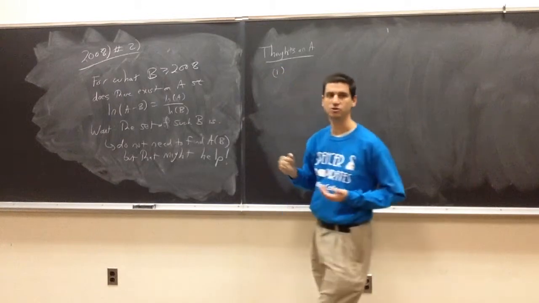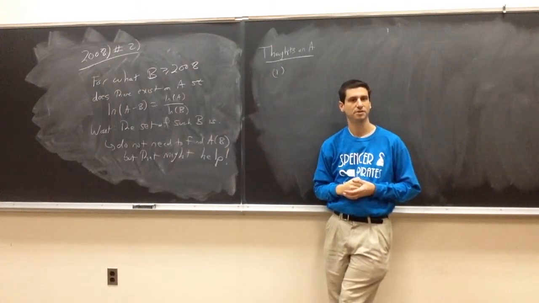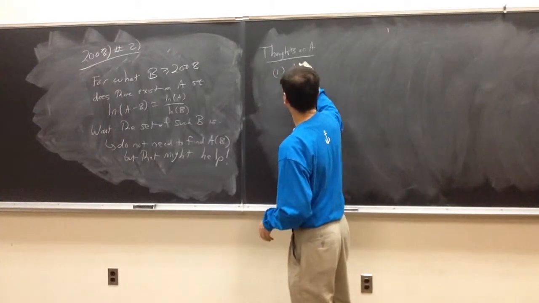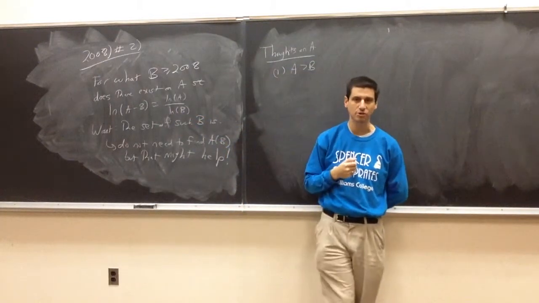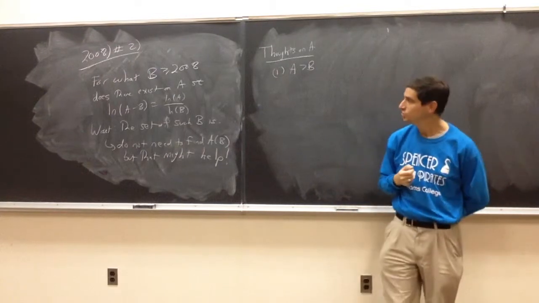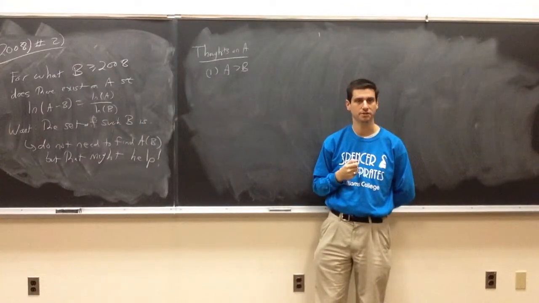All right, so which is it? Is it A greater than B or A less than B? Greater than B, because if A is less than B... Good. A must be greater than B. If A was less than B, we would have the log of 0 or a negative number. All right? So we know at least A is greater than B.